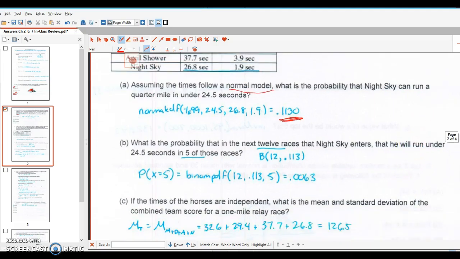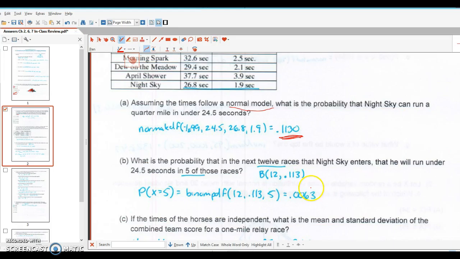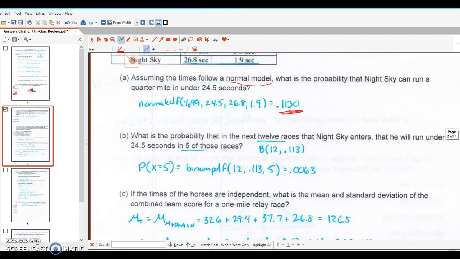Okay. Part C of this problem, so this kind of ties a whole lot of Chapter 6 together. If the horses are independent and they are running a relay race, what is the mean and deviation of the combined relay team time? So the mean team time, since they're doing a relay, only one horse is running at a time. The mean for the team would just be the sum of the means of each individual horse. So you're going to add up the means for all 4 horses given in the chart, and you get a mean team time of 126.5 seconds.